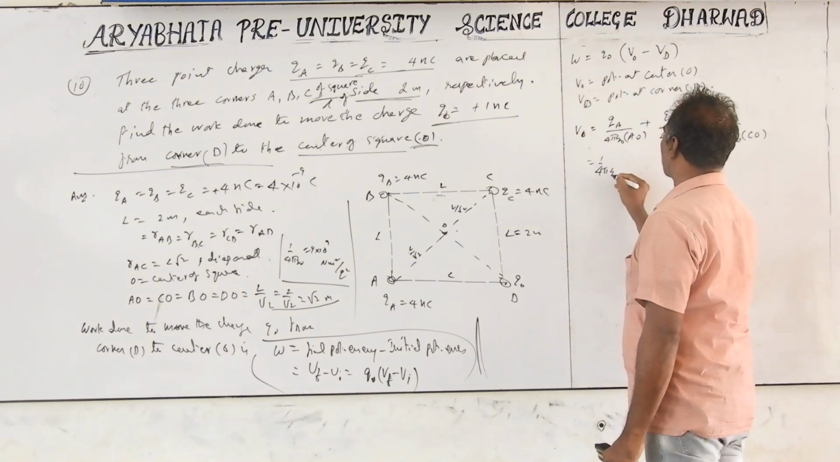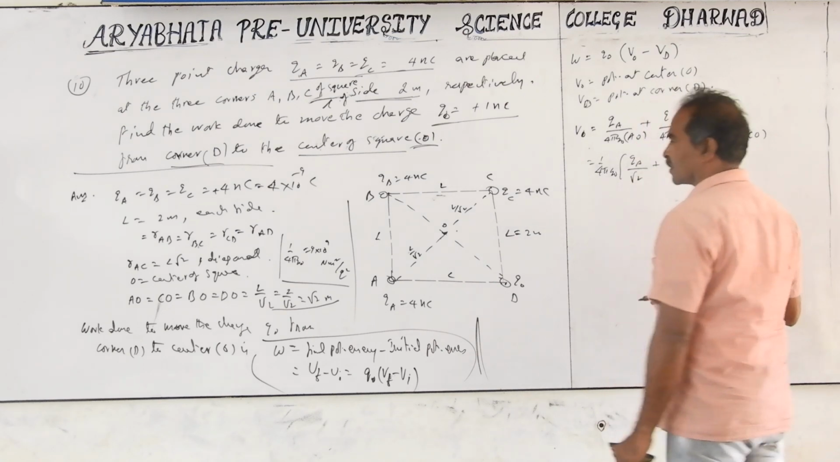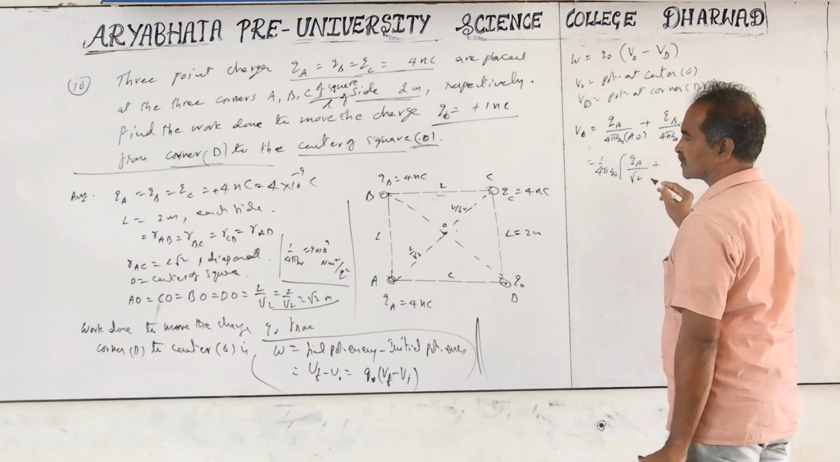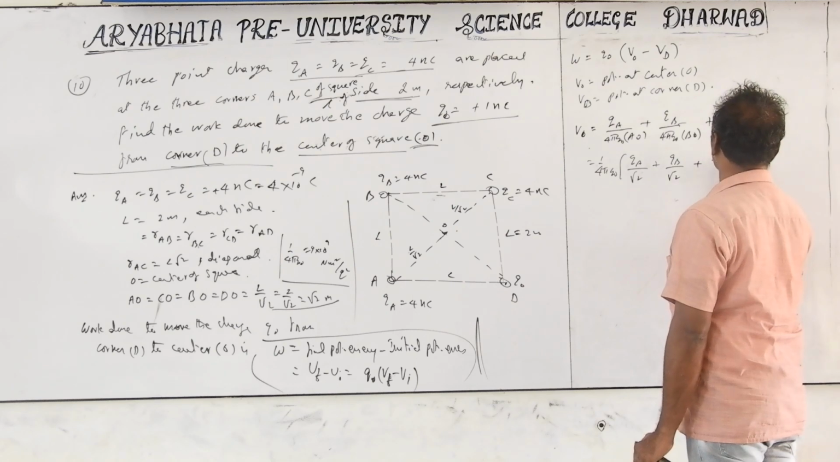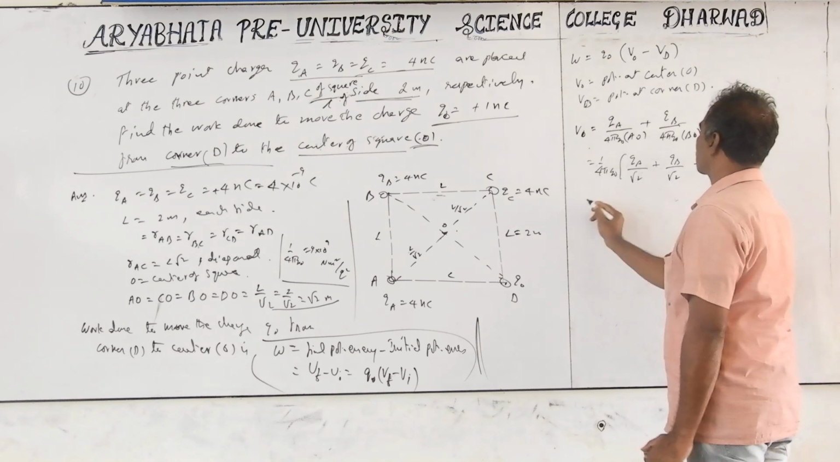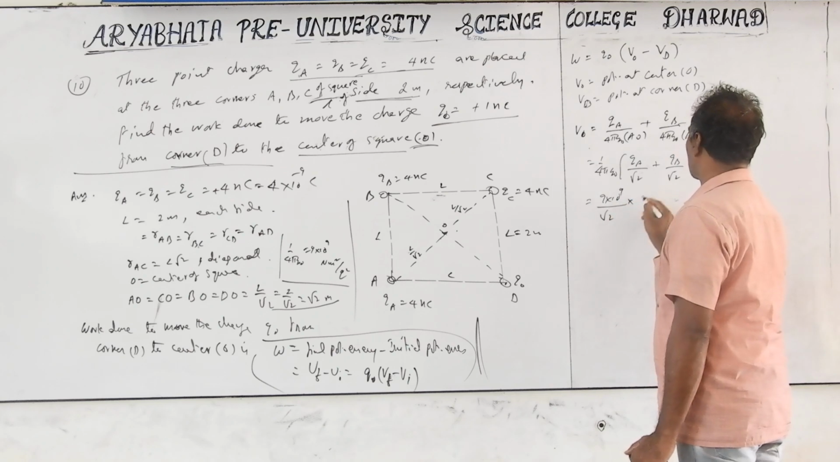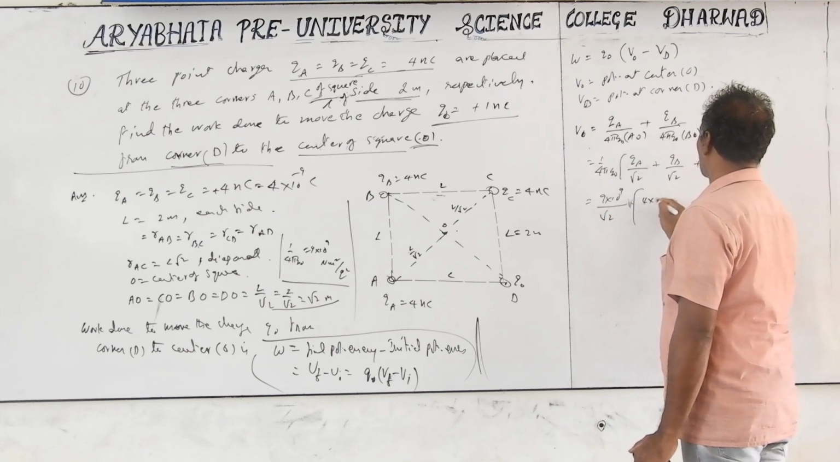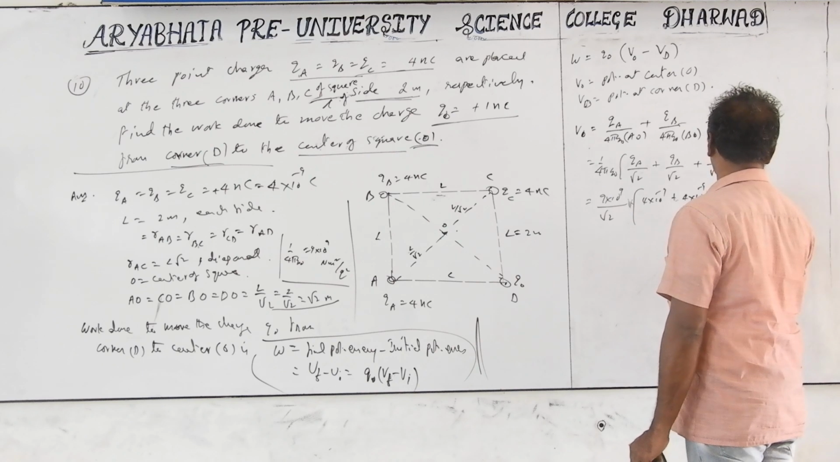V equals 1 by 4 pi epsilon naught, QA by AO root 2 plus QB by root 2 plus QC by root 2, which is 9 into 10 to the power of 9 by root 2 into QA, 4 into 10 to the power of minus 9, plus QB, 4 into 10 to the power of minus 9, plus QC, 4 into 10 to the power of minus 9.